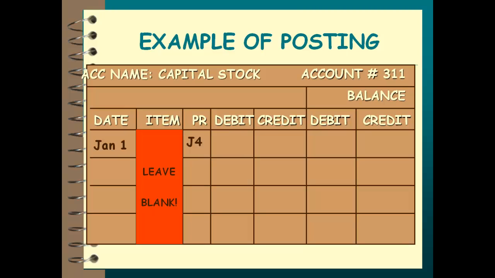J4, this entry is coming from the general journal, page 4. It is the credit for $2,000. I have no balance to begin with. What is my balance after this one entry then? $2,000 credit. Notice I posted that to account 311.